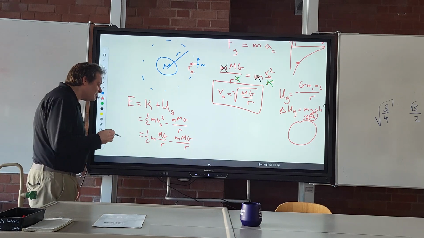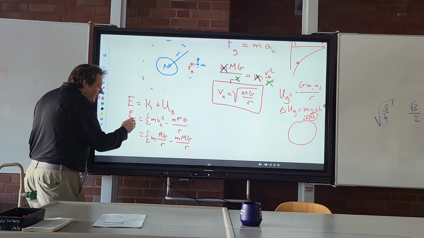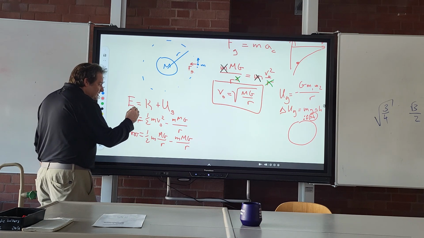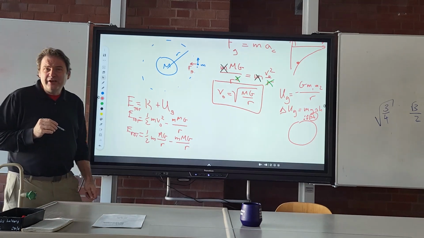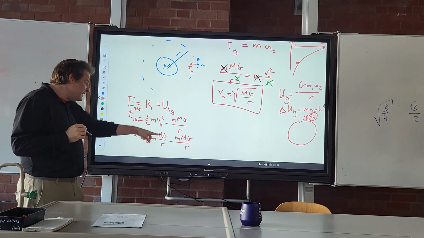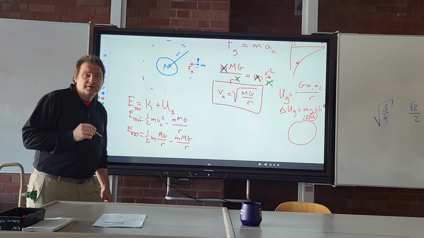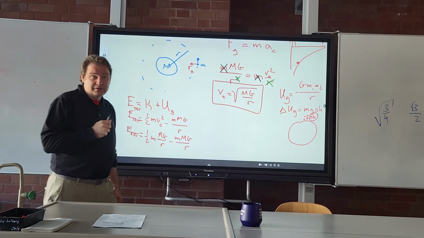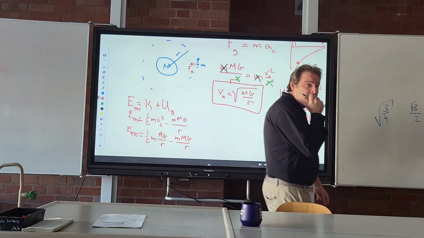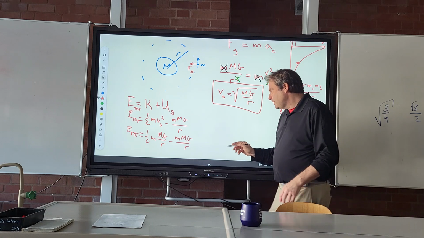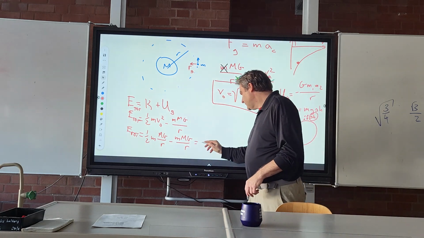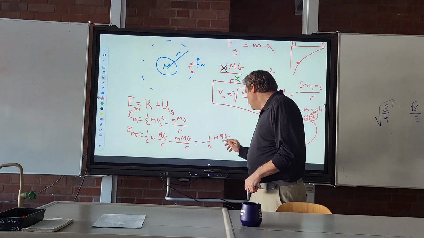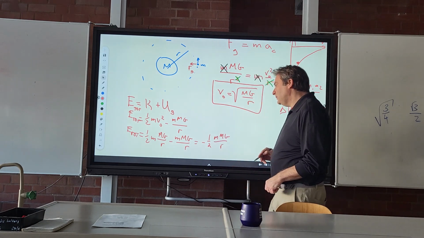Something interesting happens for the total energy of an object in orbit. Can we combine these two terms? Yeah. What is it? Negative 1/2, lowercase m, capital M, g over r. It's negative 1/2 mMg over r. That's cool.